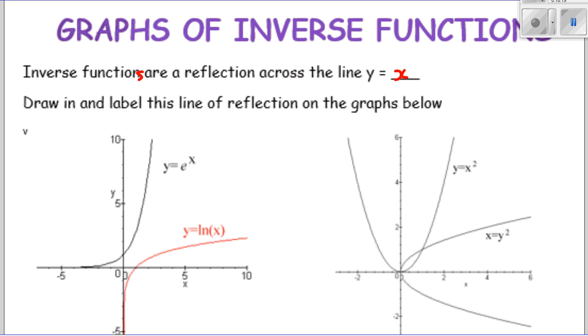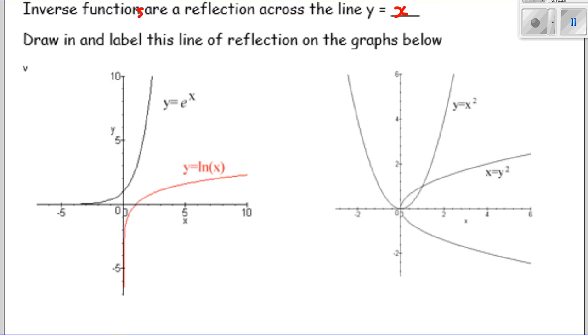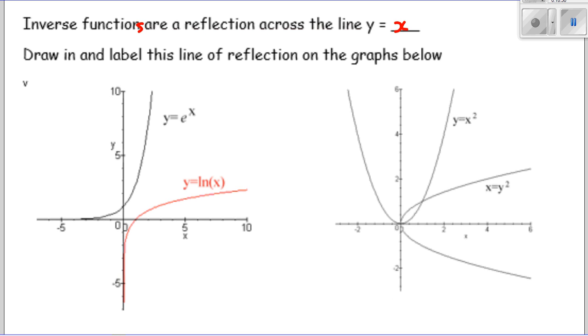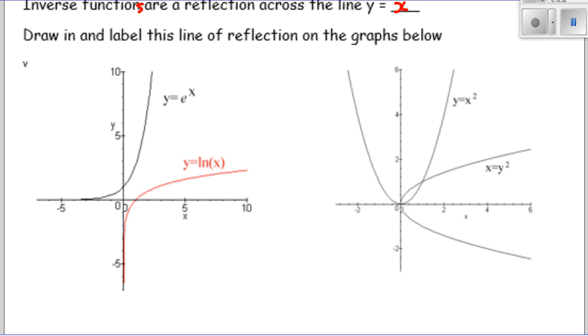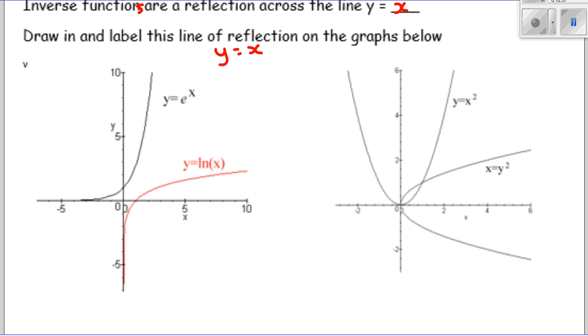Log the ln y equals ln. Does that mean log ex? Yeah. Is that natural? Yeah, log of v, yep, natural log. Correct. Okay, so inverse functions are a reflection across the line y equals x. Draw in and label this line of reflection, which is y equals x, on the graphs below.